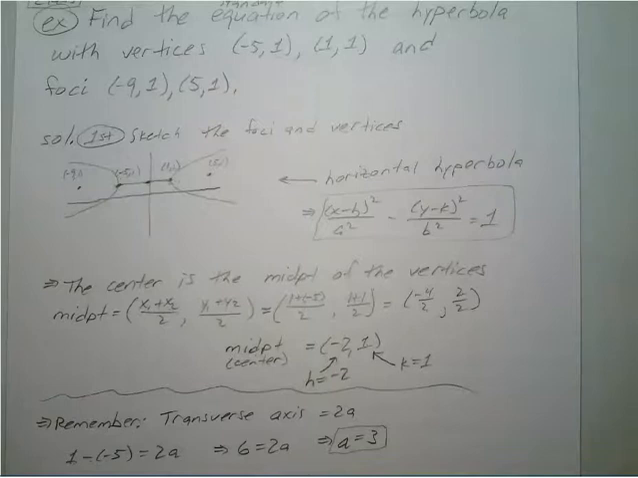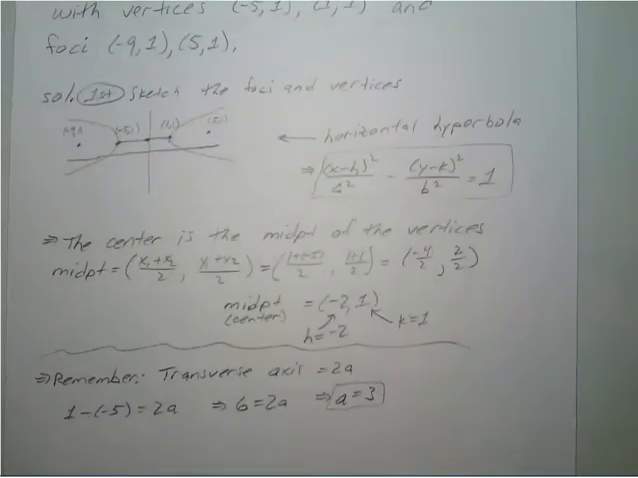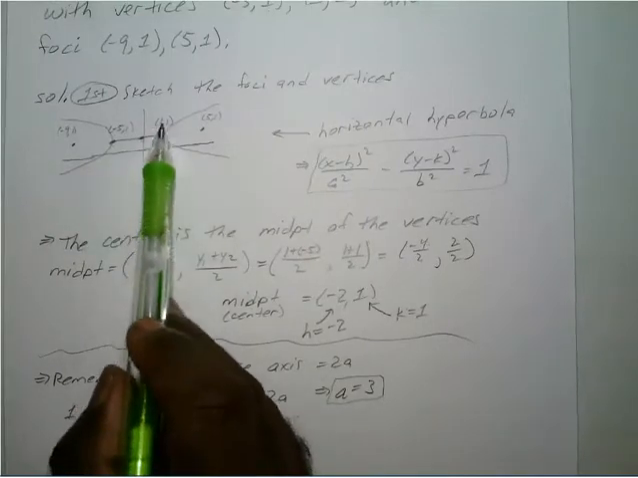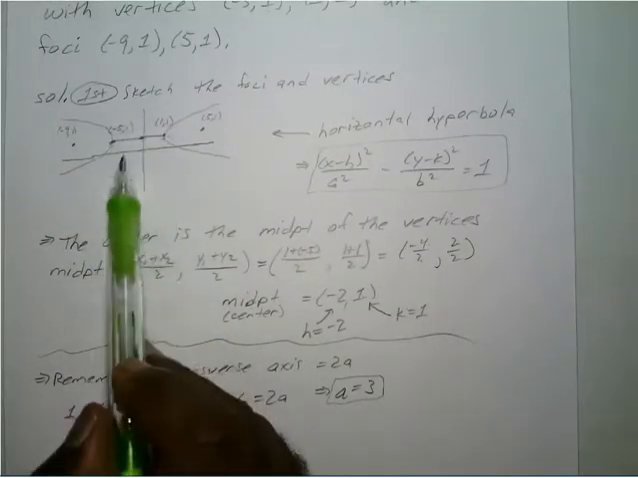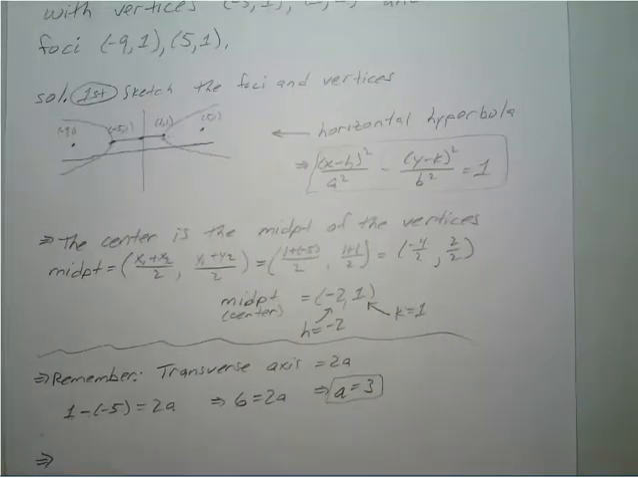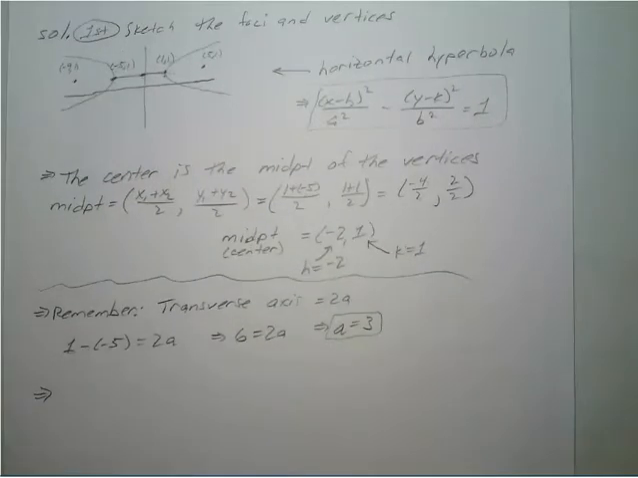Now we just have to find our b. The only thing is we don't exactly know where the points for our co-vertices are. So we're going to have to go a roundabout way. We can't just plug in our co-vertices or anything like that. So to do that, there is something else we have to remember.